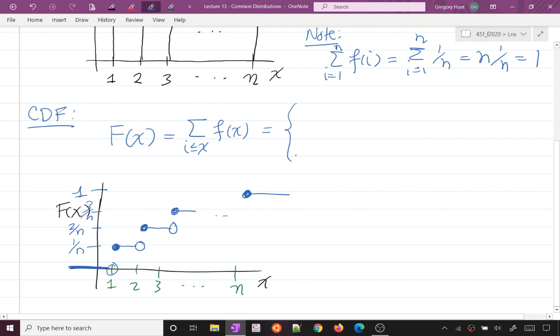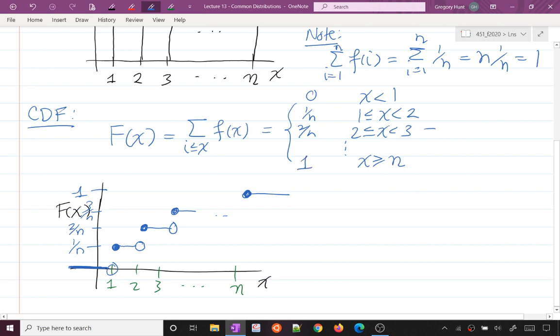One is you could write it as a piecewise function. It's 0 if x is less than 1, it's 1 over n. If we're bigger than or equal to 1 but less than 2, it's 2 over n. If we're bigger than or equal to 2 but less than 3, and so forth, all the way up to when we get to x being bigger than or equal to n, it's just going to be 1.